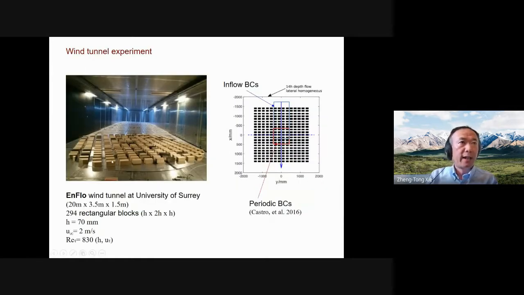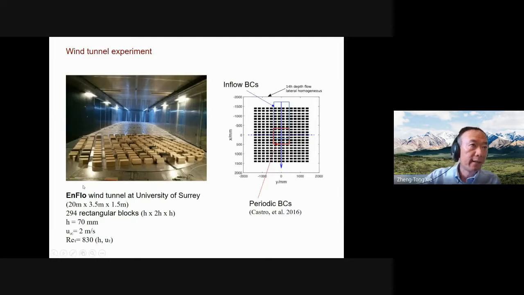And I have to emphasize that at the moment CFD or large-eddy simulation can do a good job compared with the wind tunnel scale model. So we focus on validation against the wind tunnel at the University of Surrey.